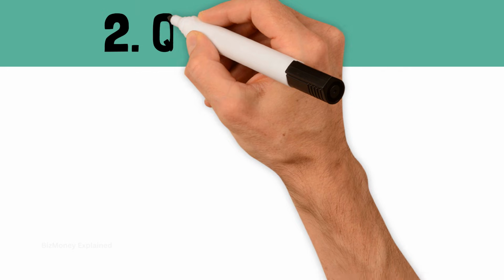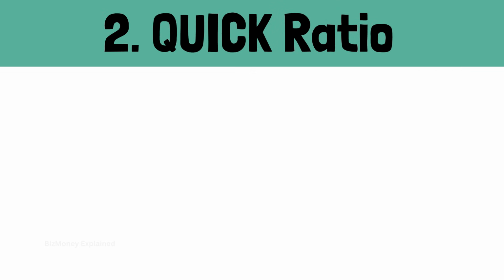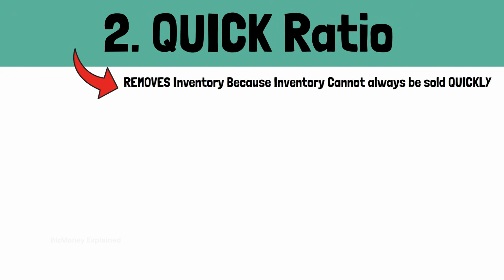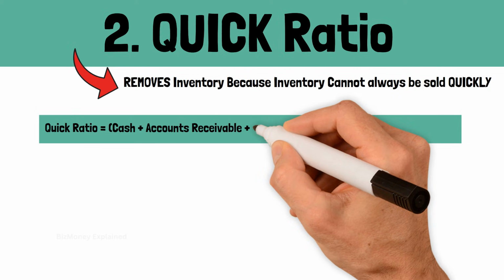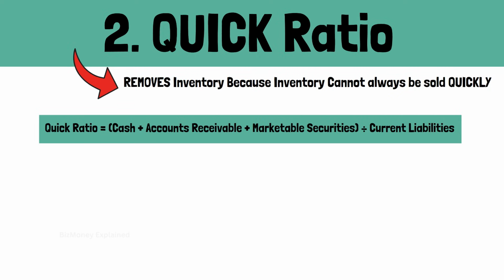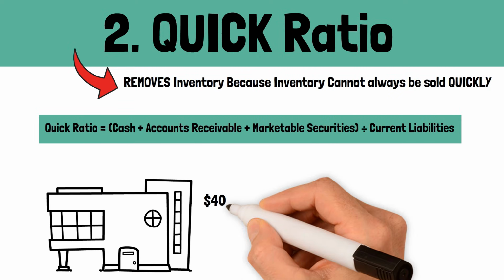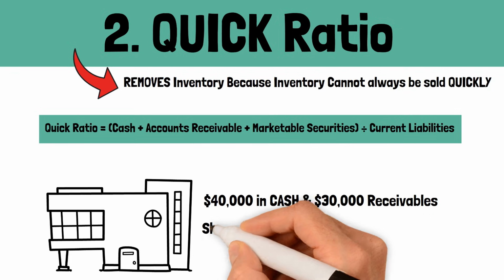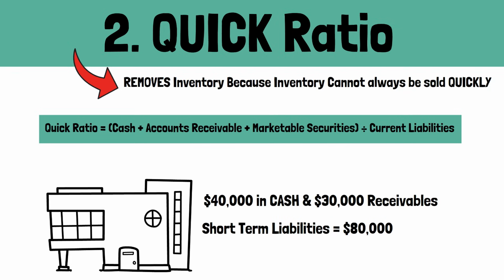Number 2. Quick ratio. The quick ratio removes inventory because inventory cannot always be sold quickly. The formula is cash plus accounts receivable divided by current liabilities. Suppose you have $40,000 in cash and $30,000 in receivables. Your short-term liabilities are $80,000.